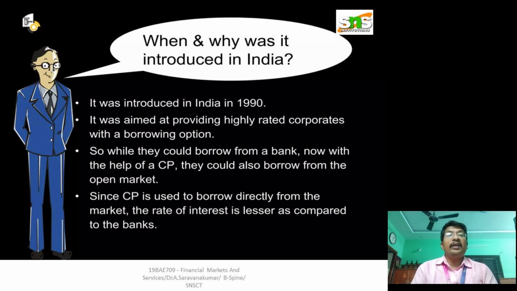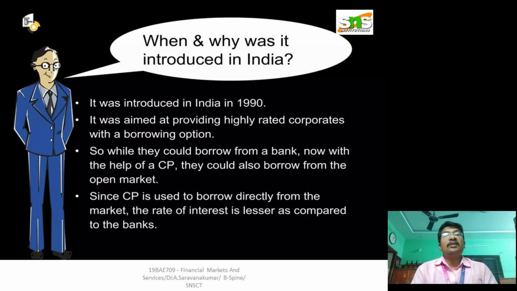It was introduced in India in 1990. It was aimed at providing highly rated corporates with a borrowing option. While they could borrow from a bank, now with the help of commercial paper, they could also borrow from the open market. Since commercial paper is used to borrow directly from the market, the rate of interest is lesser as compared to the banks.